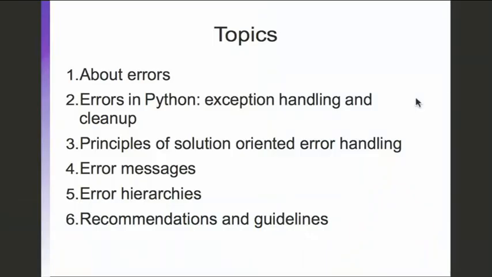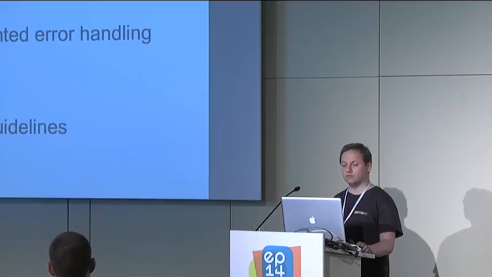What I'm talking about now is, I give a short introduction about errors in general, then I give an overview of errors in Python, how does Python represent errors with exception handling, how does Python clean up resources after errors. Then I'm going to focus on the principles of solution-oriented error handling, with a dedicated section on error messages and error hierarchies or exception hierarchies. And I'm summarizing the whole thing at the end with a couple of recommendations and guidelines you can apply to your code. So, about errors.